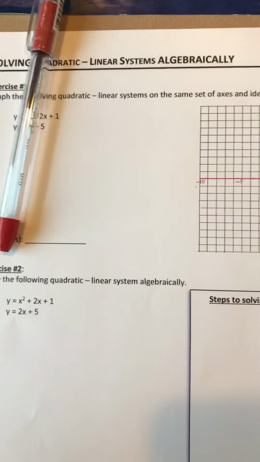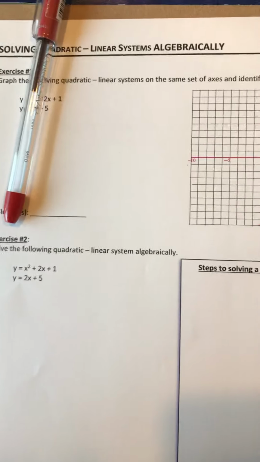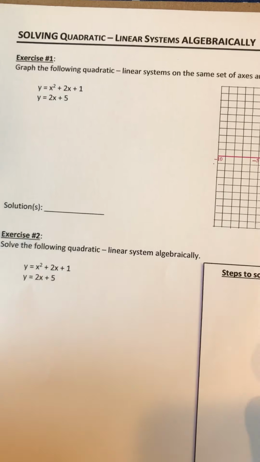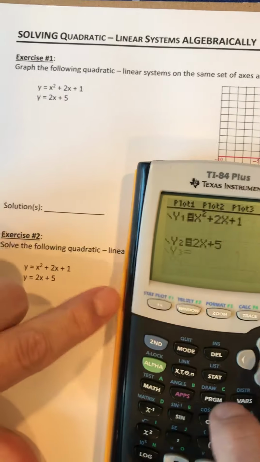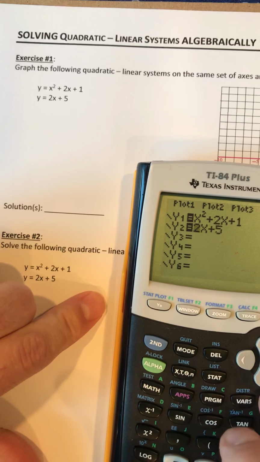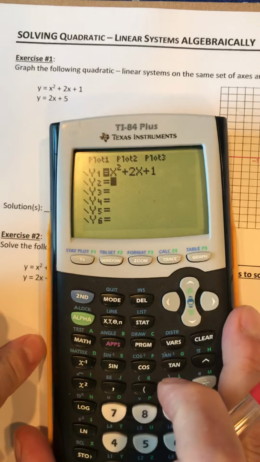Alright guys, today we're going to solve quadratic linear systems algebraically. First I'm going to do one graphically, just to review what we did yesterday. So I'm going to graph the first equation, which is y equals x squared plus 2x plus 1.